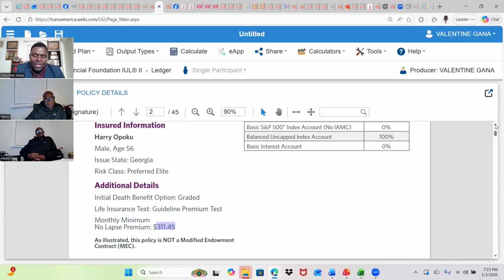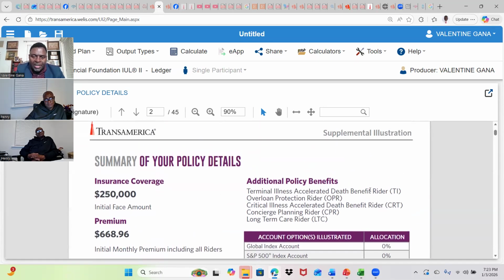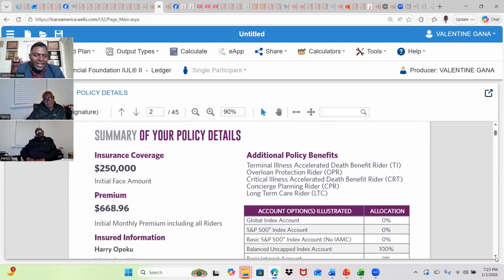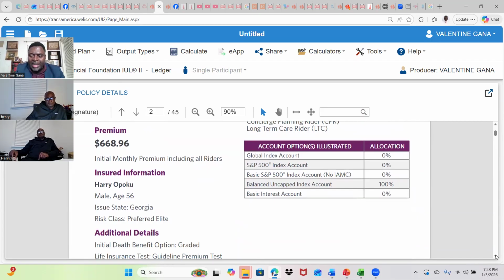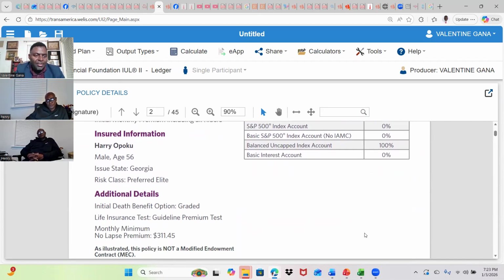And it will still give you all of these benefits here: terminal illness, accelerated rider, overloan protection, critical illness, concierge planning rider, long-term care. However, it will not grow your cash as aggressively as it is predicted because you're paying less into the policy. However, you still have your $250,000 death benefit. You still have your 90% of this in case of critical illness and chronic illness. So you can adjust your payment anywhere between 668 and 311. That is the flexibility we are talking about, right? Did I answer your question?